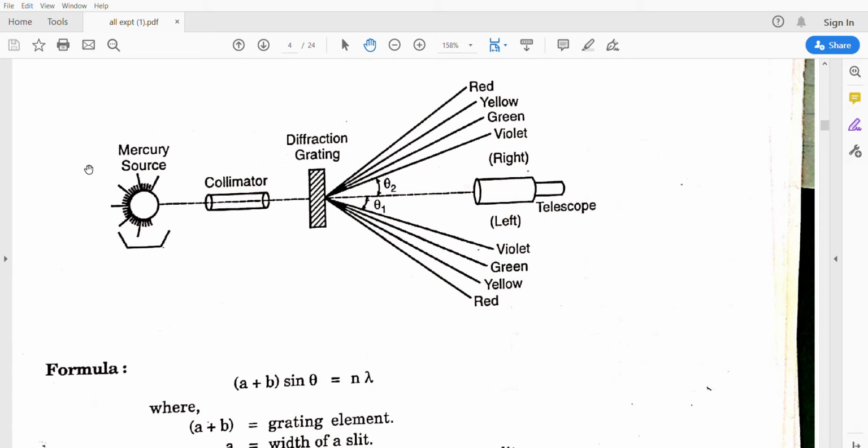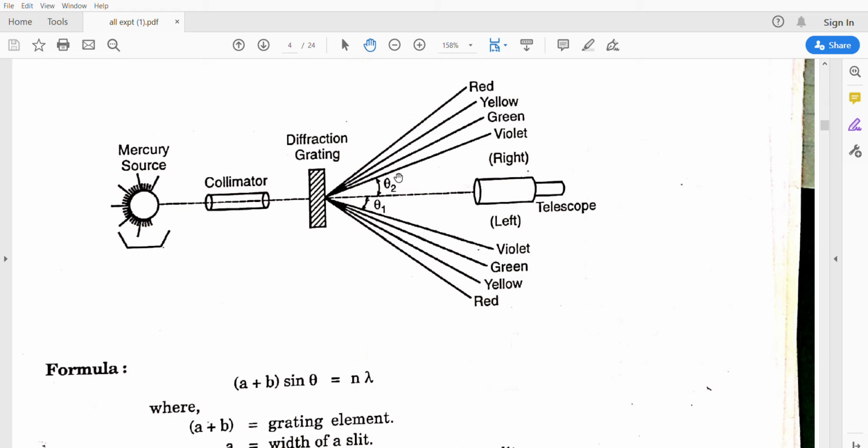So here this is the collimator, and from the collimator, so here the mercury source will generate the light. The light will fall on the collimator, and the collimator will distribute the light onto the grating. Grating will distribute the light energy, and from the telescope we can observe this spectrum. That is a spectrum on both sides of this grating we can observe.